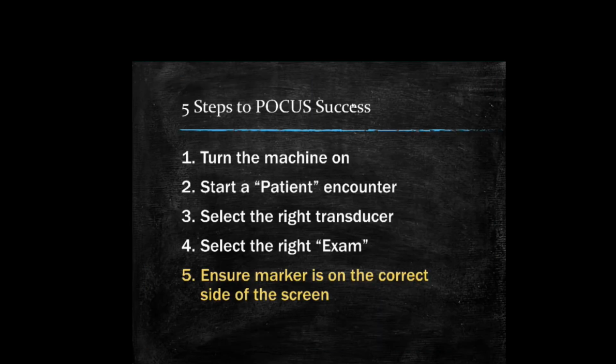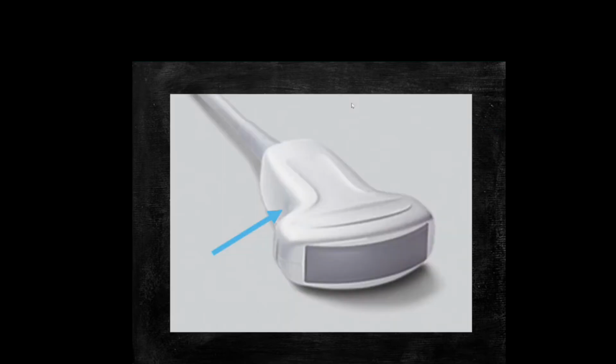Okay, so we turned the machine on, we started patient encounter, we selected the right transducer, we selected the right exam. Now we just need to make sure that the marker is on the correct side of the screen and correlates with the transducer. This is just important because it helps with triggering our brain and helps with conventions.